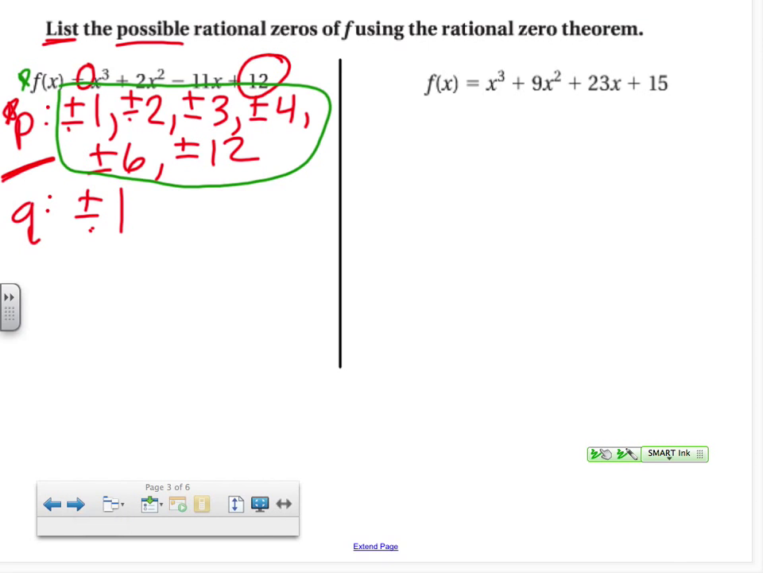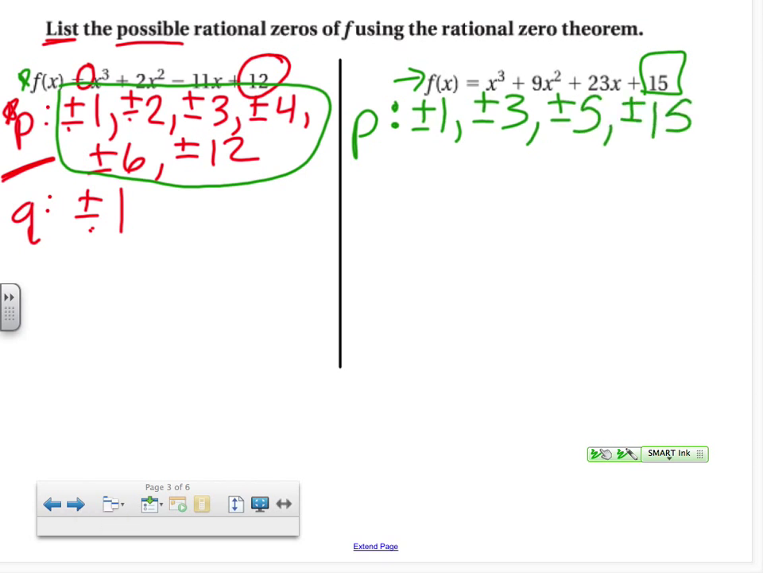Okay? So now over here, why don't you pause and try to see if you can find all the possible or candidate rational zeros for this function f of x. Okay, so first we look at the factors of the constant term, 15. And remember, we're looking at the positive and negative. So I'll look at plus or minus 1, plus or minus 3, plus or minus 5, and plus or minus 15. Alright, and then I look at all the factors of the leading coefficient, which again is 1. If there's nothing there, it's a 1, which is just plus or minus 1.